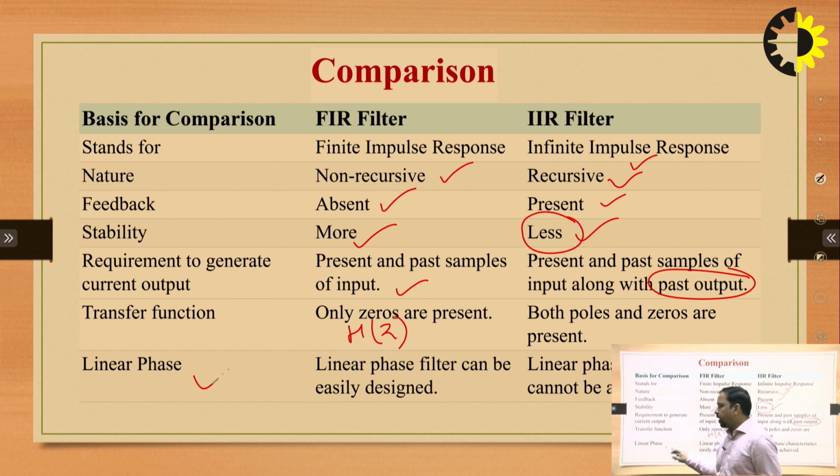Last point: FIR filters have a linear phase. That's why we have a linear phase representation also for an FIR filter. Whereas IIR filters don't have the linear phase, and we cannot achieve the linear phase in case of an IIR filter. So these are certain comparisons between the FIR filters and the IIR filters.